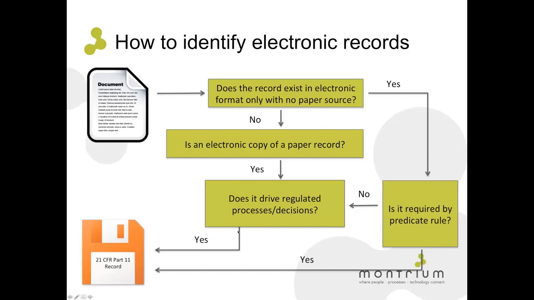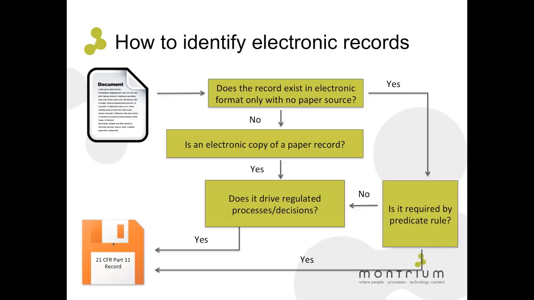If the answer to does the record exist in electronic format only with no paper source is no, then we need to ask ourselves, is this an electronic copy of a paper record? And if it's yes, then we ask ourselves again, does it drive regulated processes and decisions? And if that's yes, then again that becomes a Part 11 record. So this can be a useful decision tree to use when you're trying to work out what is regulated content versus what isn't, and when we want to hold that content electronically.